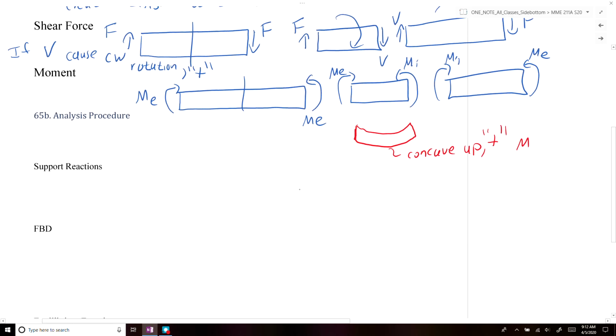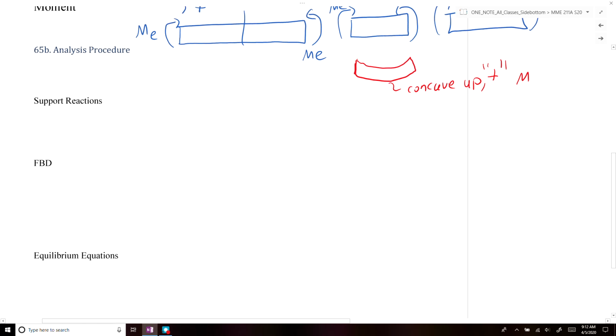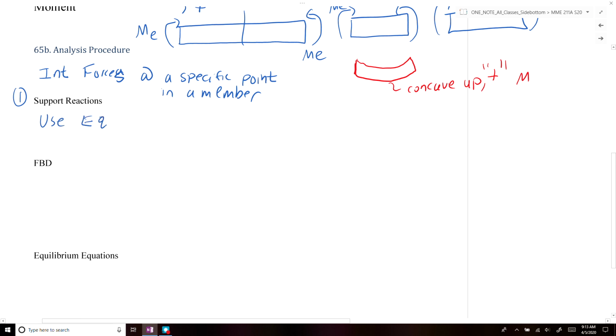So to determine our internal forces, we need to follow the following analysis procedure. Again, our goal is to determine the internal load, the internal forces at a specific point in a member. First, we need to determine our support reactions. We will use our equilibrium equations to determine our supports.